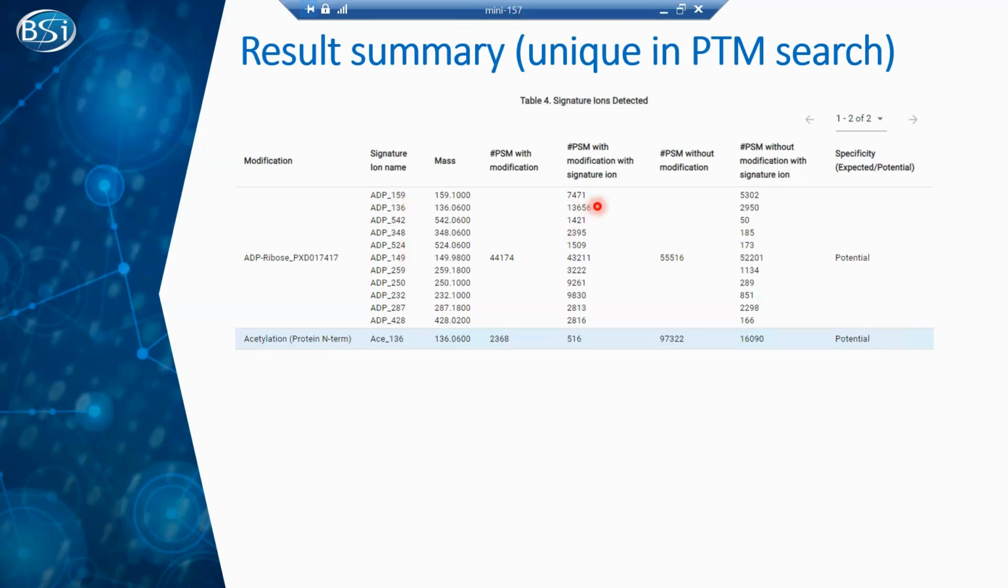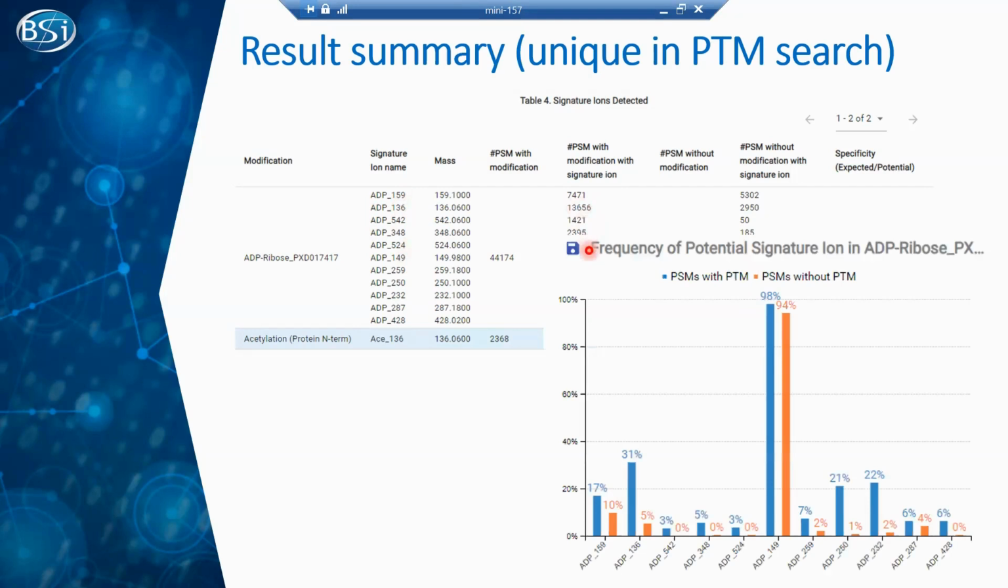So you can find these signature ions, and below this table, we will show you the figure. You can see clearly the difference between the results with or without the signature in the figures.